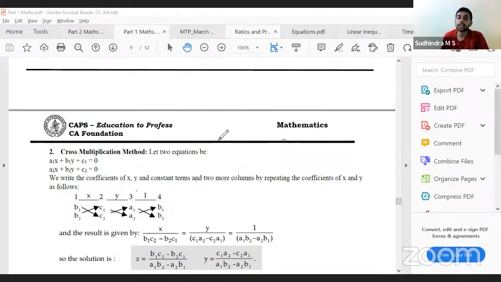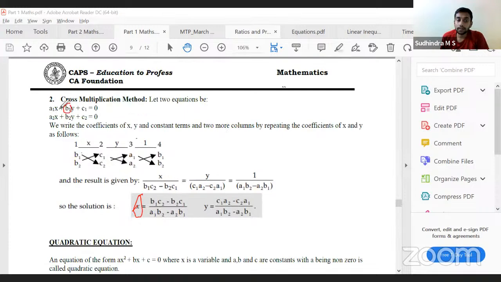So how do we calculate the x value? The x value would be calculated using b1. So I will not consider this. I'll consider this b1 into c2 minus b2 into c1, divided by, now don't consider the last one, a1 into b2 minus a2 into b1. So that is how we calculate x. Similarly, how do we calculate y? Ignore this, c1 into a2 minus c2 into a1 divided by, now ignore the last one, a1 into b2 minus a2 into b1. That is how we calculate in case of cross multiplication.